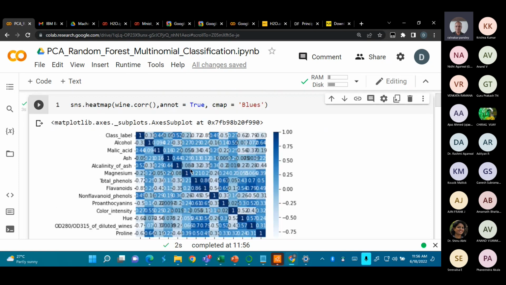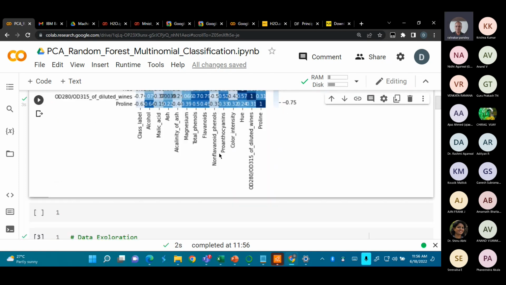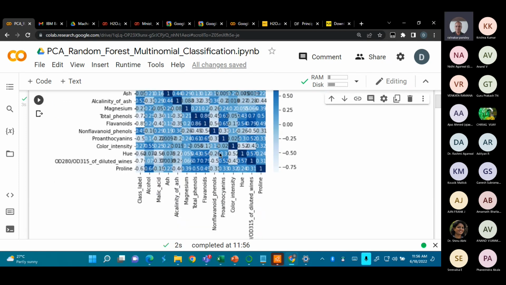I will give you the assignment to do the same exercise on Boston and see what really comes out from there, right? But I'm not going to do that because I have two more topics to cover. So I hope this makes sense, what the PCA has done and so on and so forth.